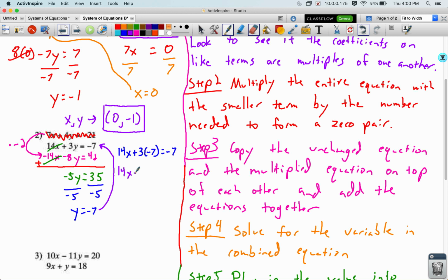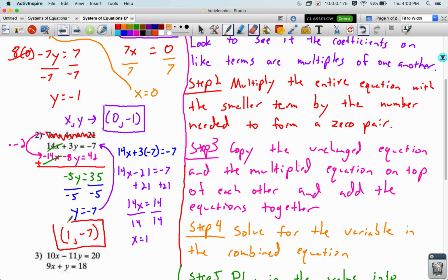We have 14x minus 21 equals negative 7 over a constant over 14x equals 14, divide by the 14, and we get that x equals 1. All right, so I got 1 comma negative 7, right as an ordered pair, box your answer.